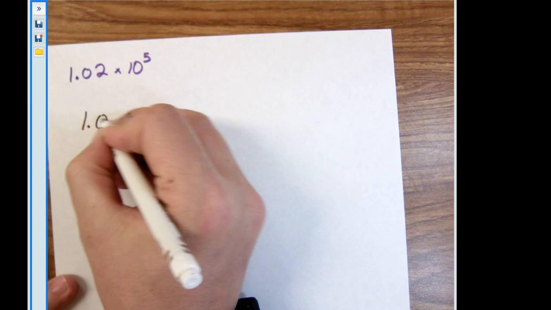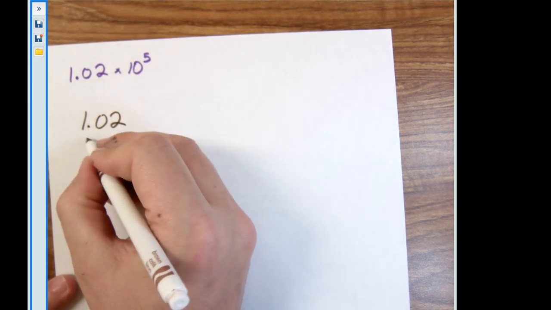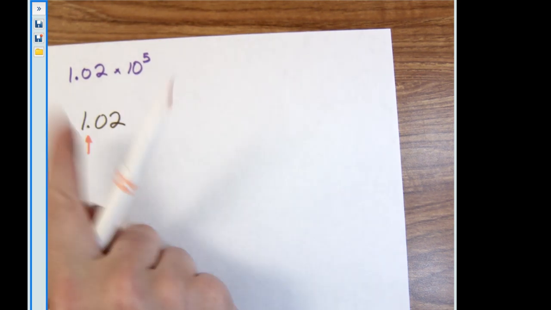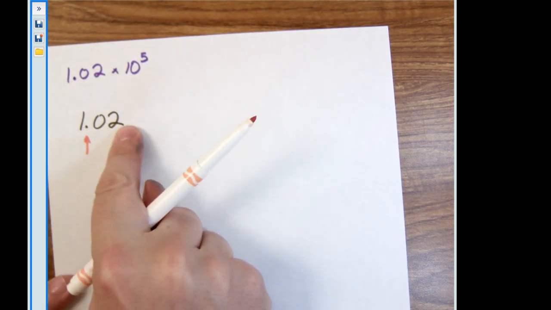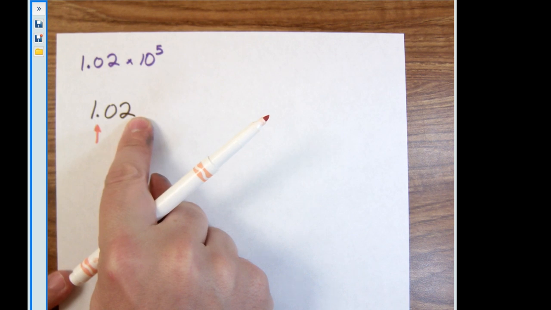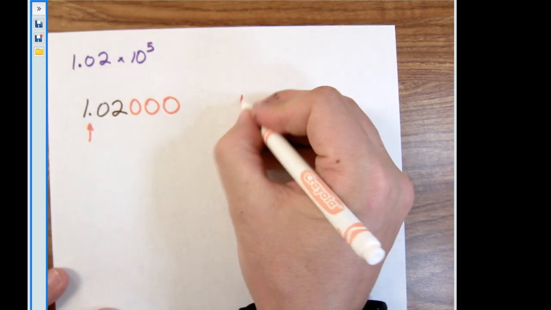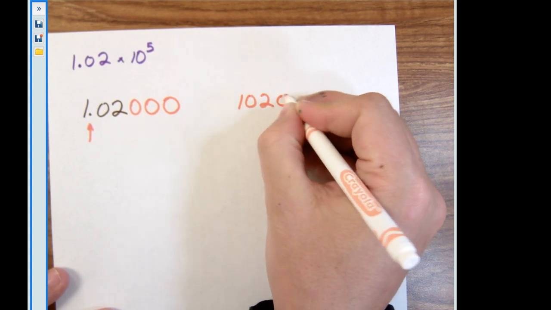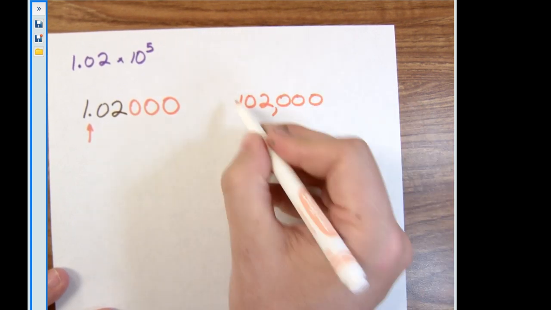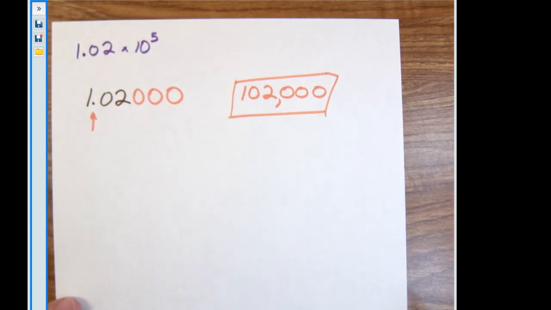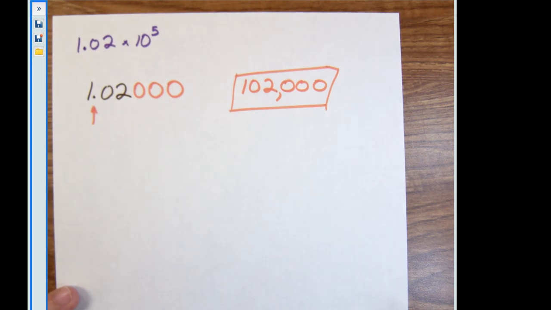1.02, and here's my decimal, and I move it 1, 2, and I can't move it anymore because I'm out of numbers. Start adding zeros. 3, 4, 5. So my number is 102,000. That seems all right.